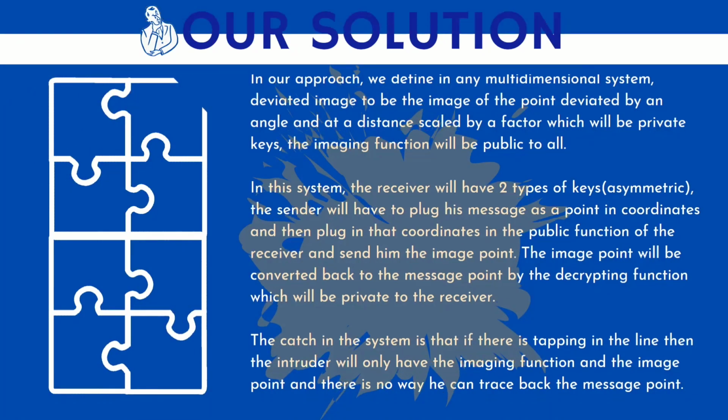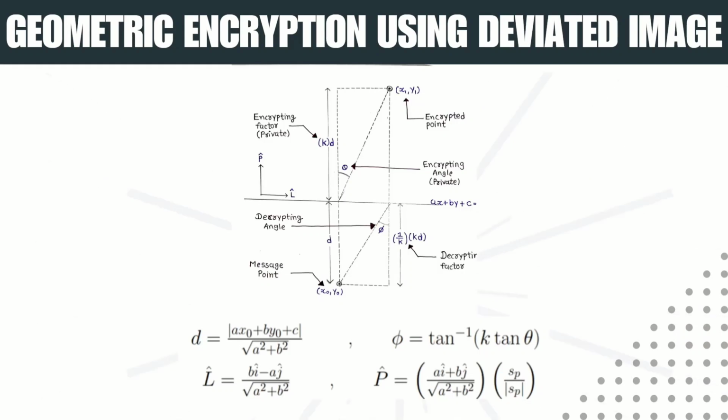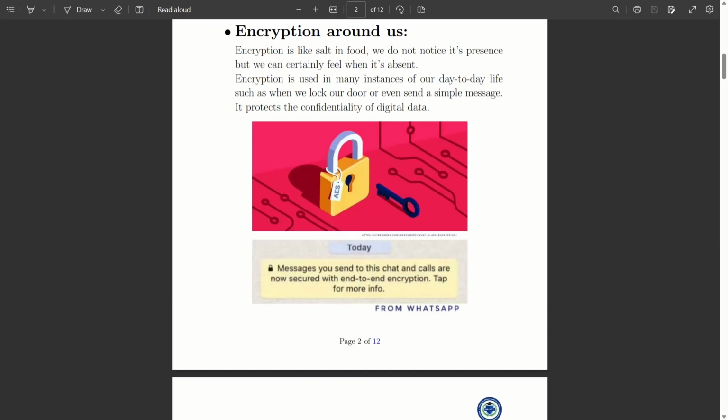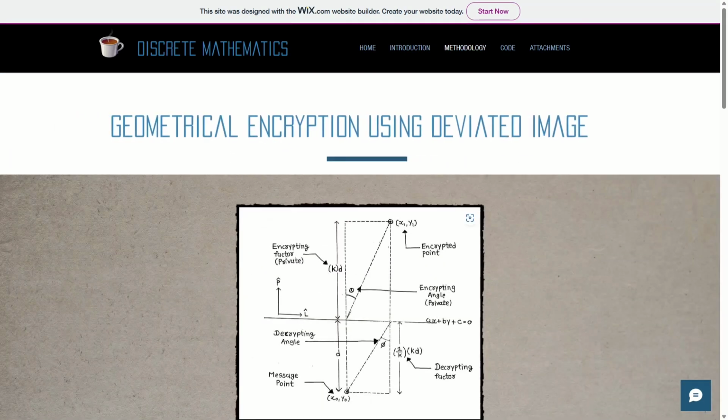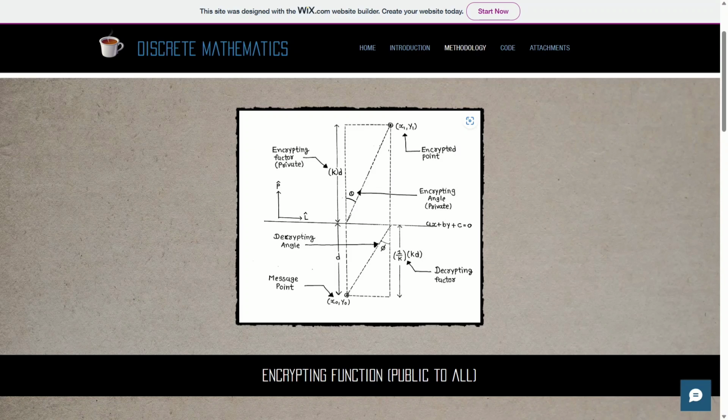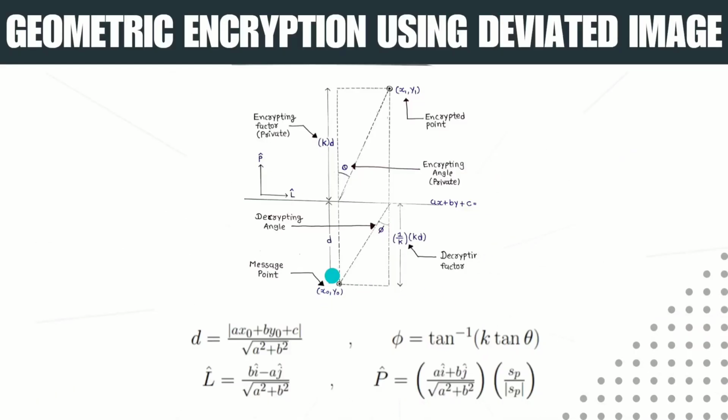Okay, so moving on. Here is the graph of our geometrical encryption using a deviated image. It's even mentioned on our website, you could see that in the introduction. So here is the graph. What's particular in that graph is the x0, y0 point, so the sender must convert his message to a message point, just like we do in lattice-based cryptography, that is the Crystals-Kyber work.